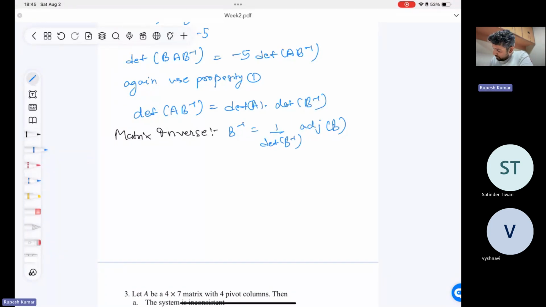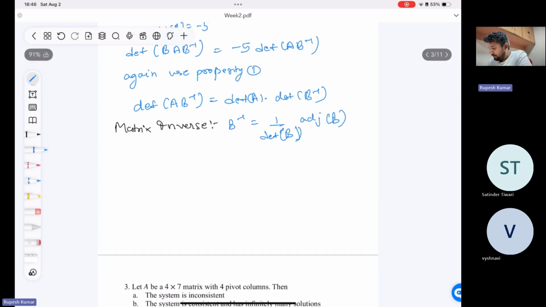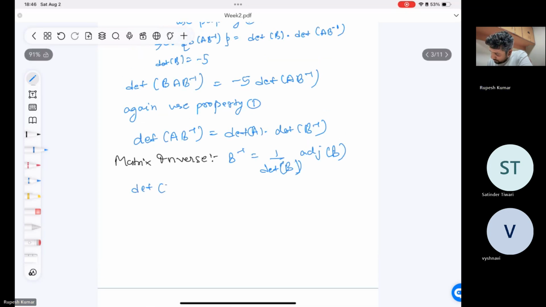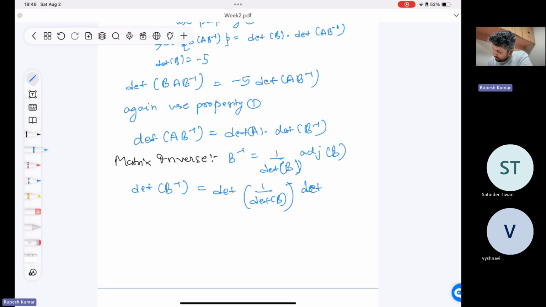Sorry, that's a mistake here. So determinant of B will be in the denominator here. So 1 by determinant of B multiplied by adjugate of B, right? So now what I want to find is the determinant of B inverse, which is equal to determinant of 1 by determinant of B multiplied by determinant of adjugate of B, right?